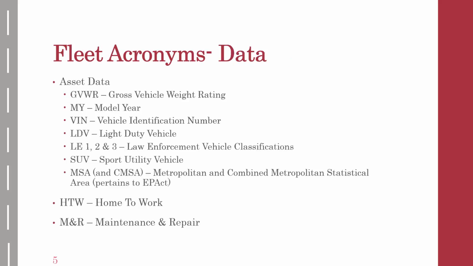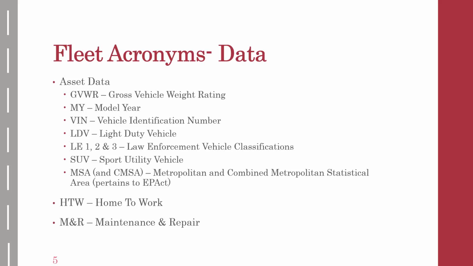So the next thing we're going to talk about is fleet data. And within Fleet Management Information System, an FMIS, there's a lot of data that is categorized. And one of the reasons why we create all these categories for data is so that we can break the fleet apart into pieces to be able to evaluate the operational or life cycle cost information for various segments of the fleet, rather than trying to make sense of the fleet as a whole. So gross vehicle weight rating, GVWR, is the capacity of a vehicle to carry a load.